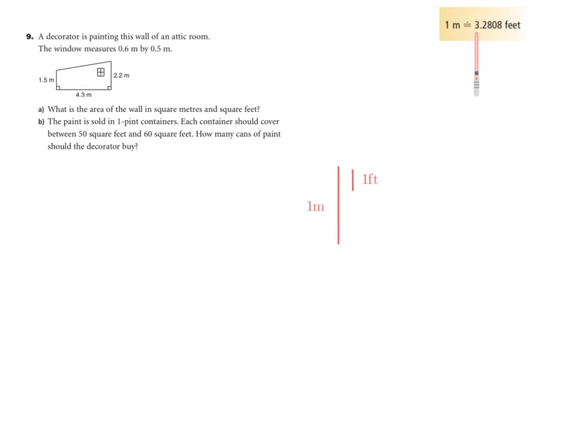1 meter is equal to 3.2808 feet. But that does not mean that 1 meter squared is equal to 3.2808 feet squared. And this, we're talking about area. So we want meters squared and square feet.